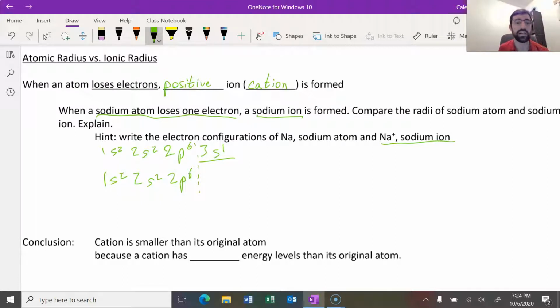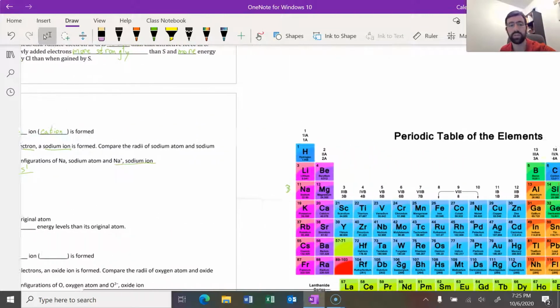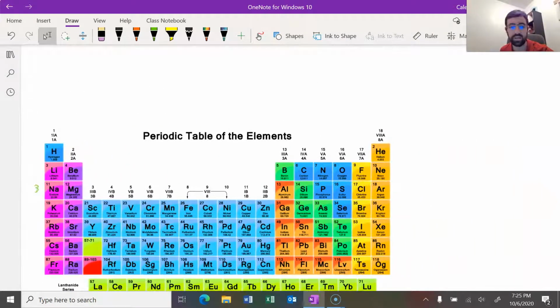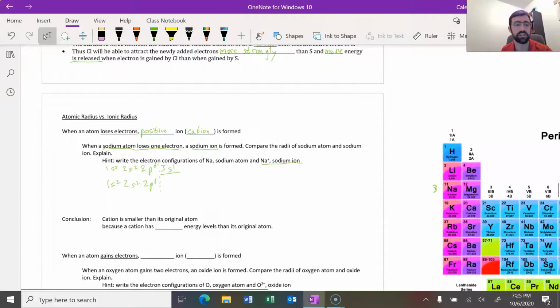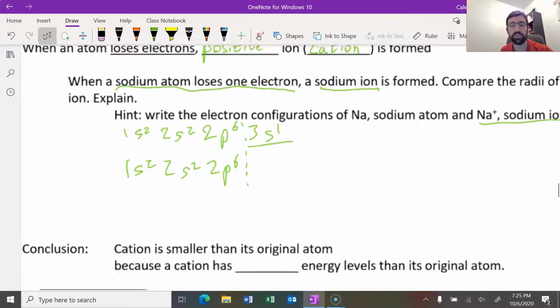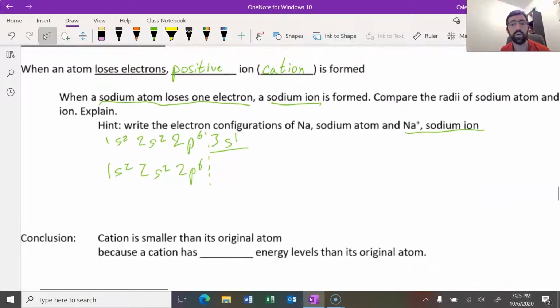So if we have one less energy level, then automatically the electrons are going to be closer to the nucleus. And they get pulled in even farther because sodium has more protons in the middle of it than the noble gas before sodium, which is neon. So it's got more protons than neon, so those valence electrons are pulled in even farther. So when we get a positive ion, it's always going to be smaller than the neutral atom.